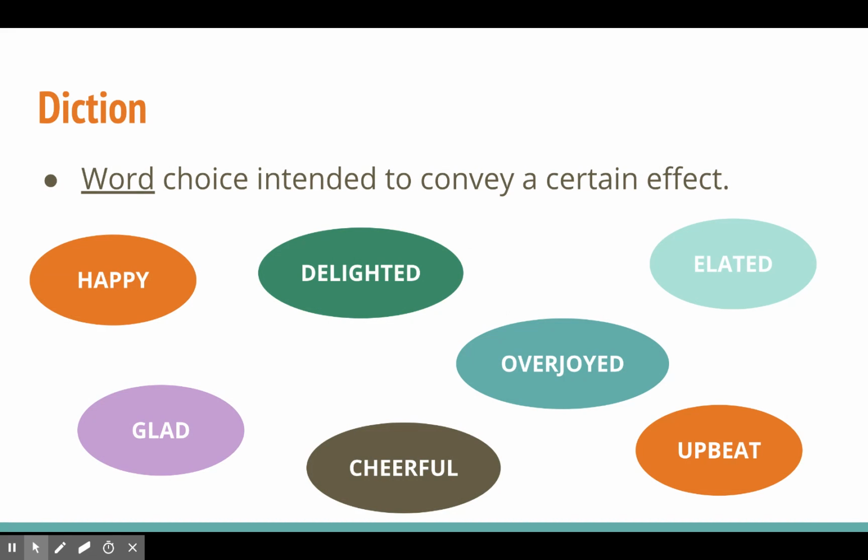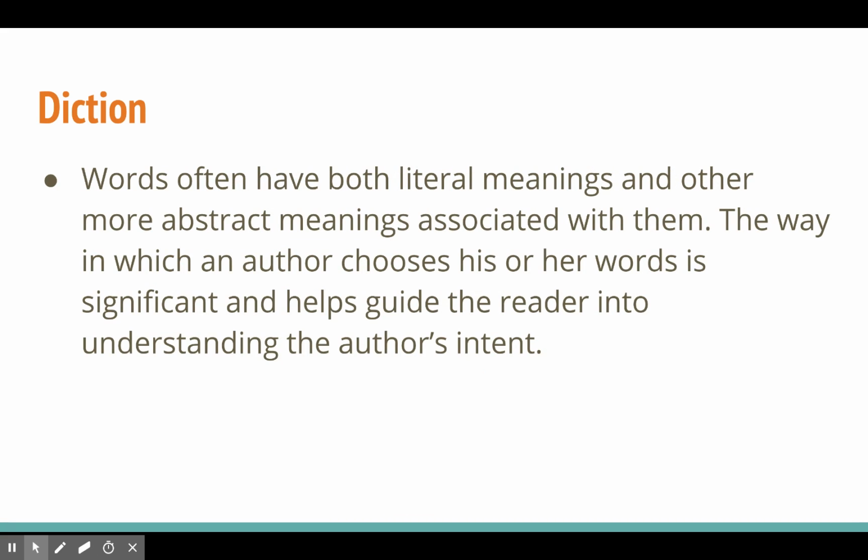So diction simply refers to the word choice intended to convey a certain effect. So an author makes very conscious word choices. Maybe they choose to say happy, or maybe they chose to say delighted, or glad, or cheerful. That word choice tells you a little bit about them and helps to inform their overall voice. Words often have both literal meanings and other more abstract meanings associated with them. The way in which an author chooses his or her words is significant and helps guide the reader into understanding the author's intent.